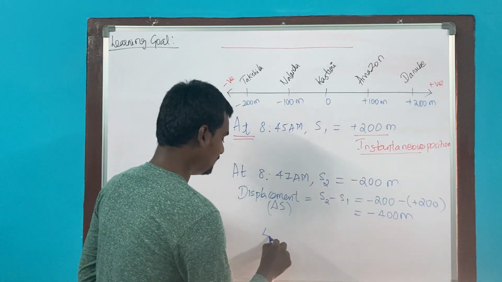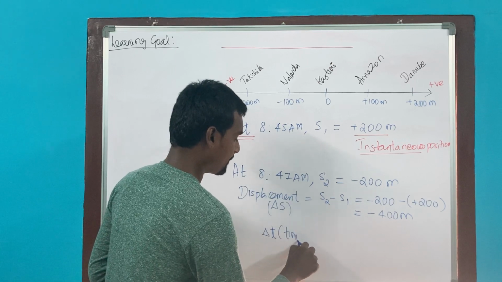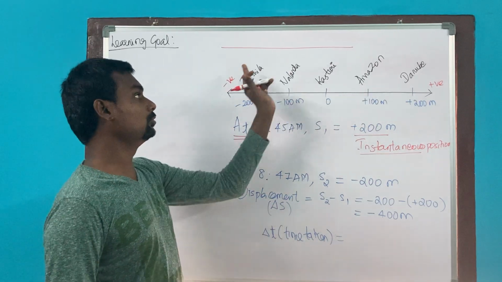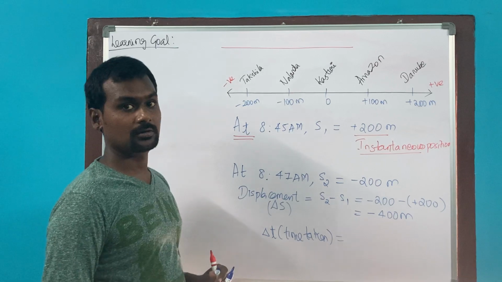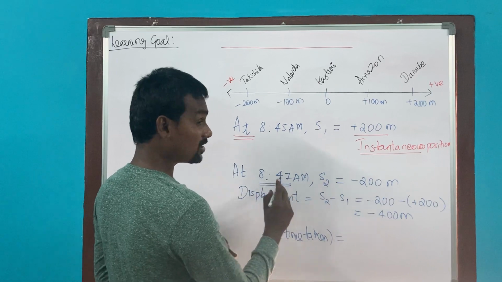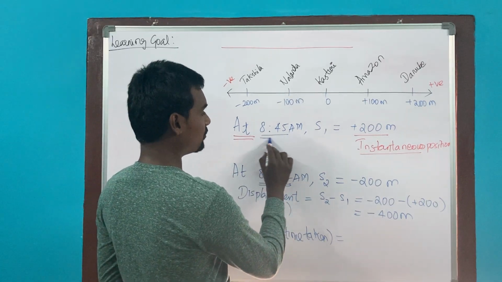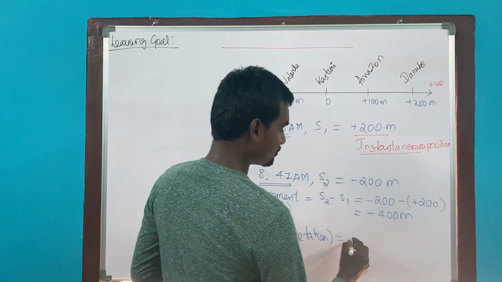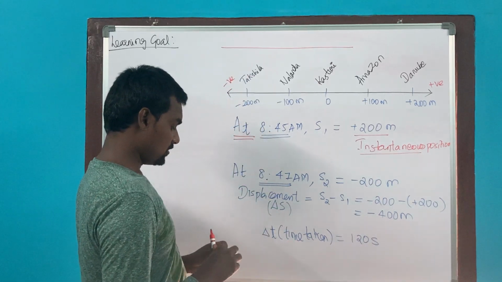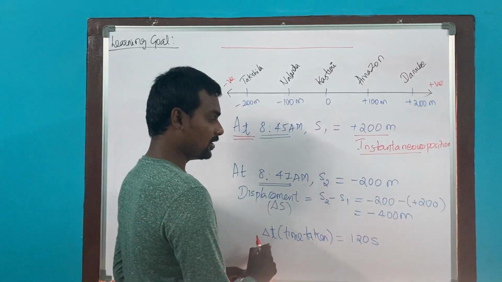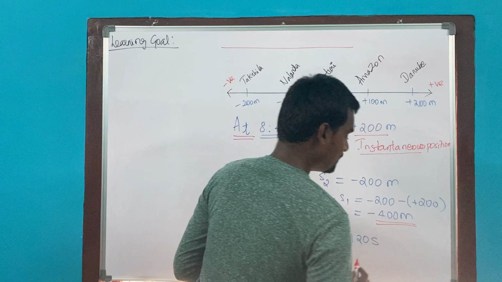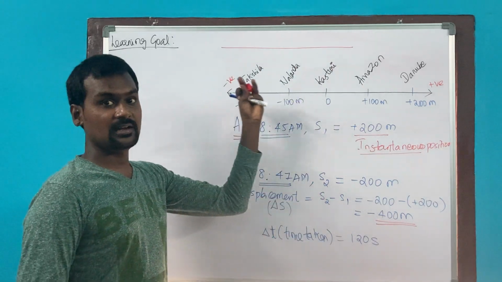Now what is del T? Now del T here represents the time taken for the girl to move from Danube to Takshila. So how much time does she take? So when she was in the final position, it was 8:47 a.m. When she was at the initial position, it was 8:45 a.m. So the time taken is actually 2 minutes. So if I have to write it in seconds, that becomes 120 seconds. So now we have the time taken for her to displace herself by 400 meters towards the left.